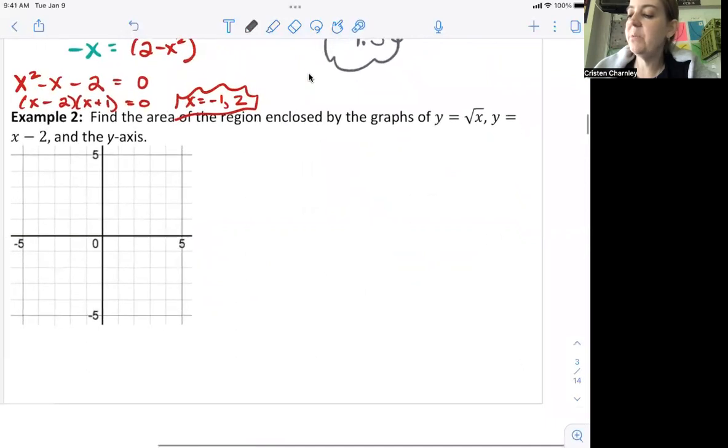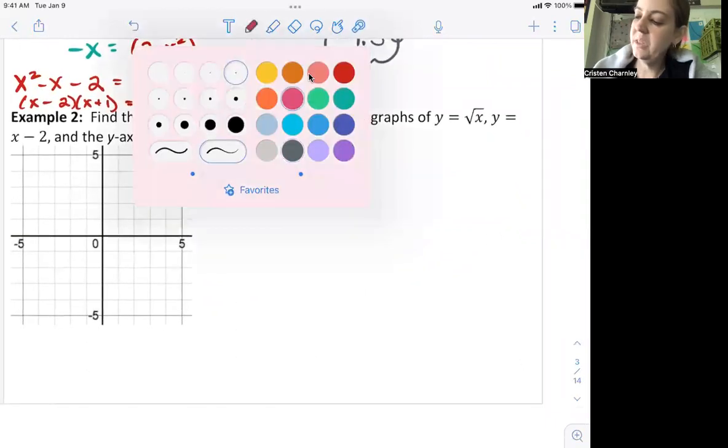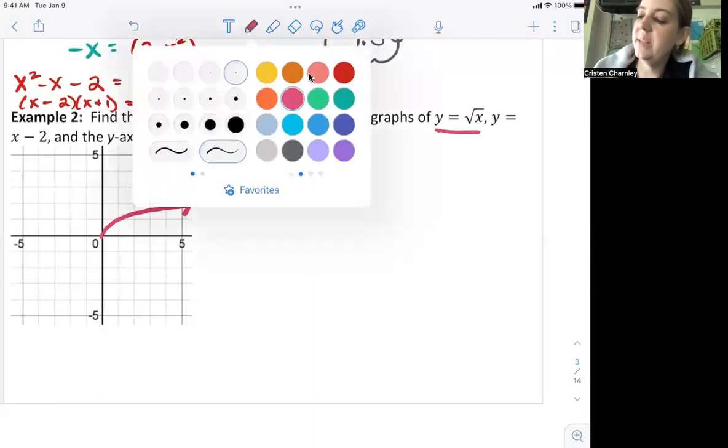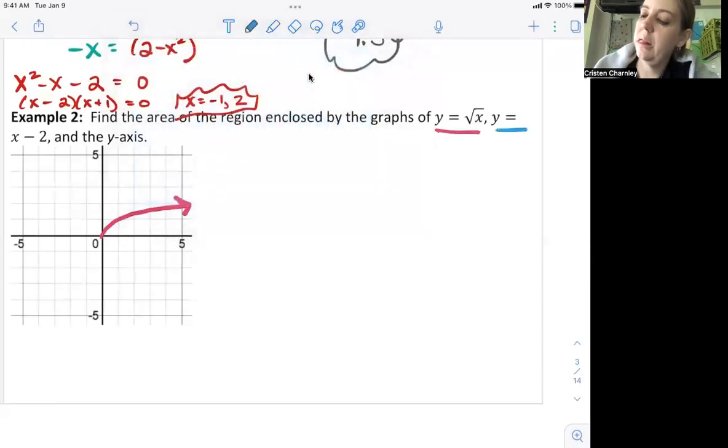Example 2, find the area of the region enclosed by those graphs. So we have y equals the square root of x. You can put that in your calculator to see, or remember it looks like that. And y equals x minus 2. So down to up 1, right 1.